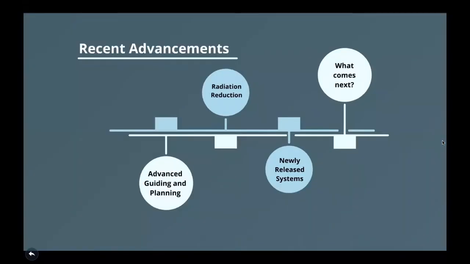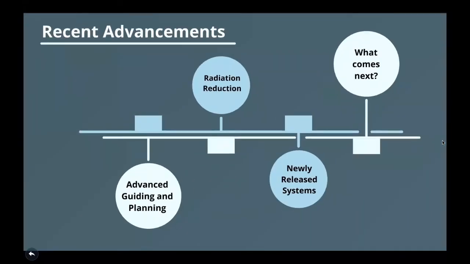There have been several recent advancements in the field of angiography, and the first one has to do with advanced guiding and planning. 3D imaging using rotational angiography has allowed doctors to create a 3D image of the anatomy. Some systems have allowed the 3D images to be fused with live 2D fluoroscopic images, and this is used with software to better plan and navigate the vessels for surgeries or for device placement.